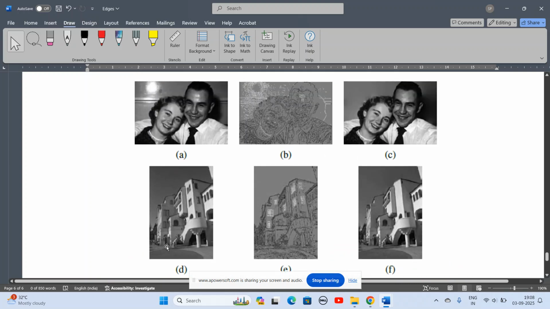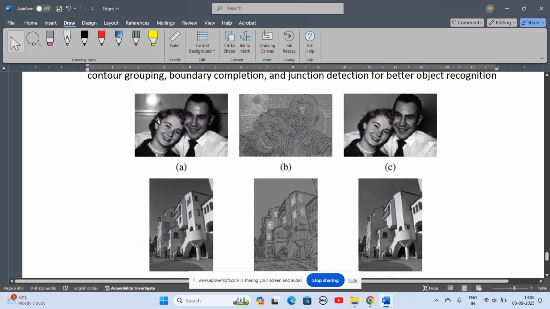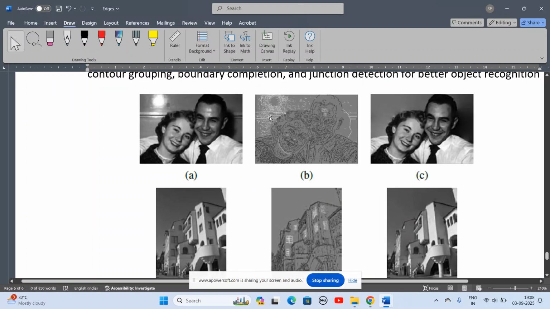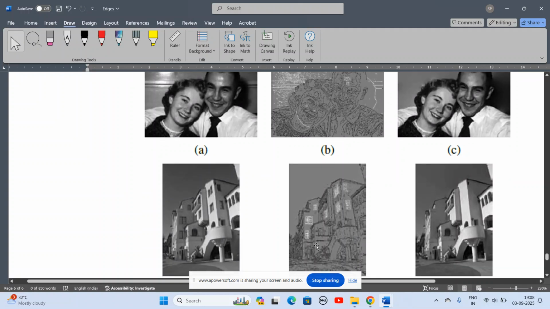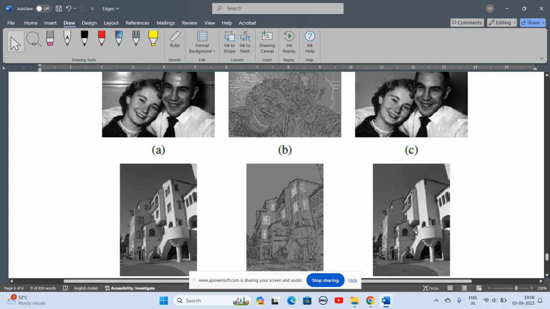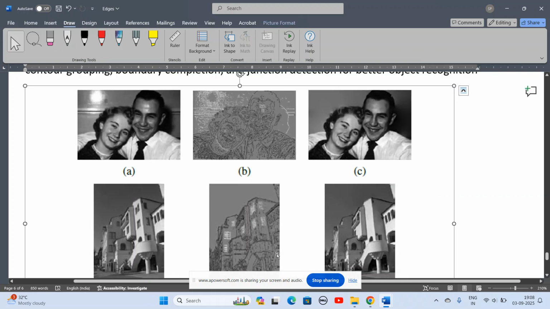A and D are original images. B and E are detected edges. So you could see the exact representation of each image, right? These white lines represent unwanted light. This flashlight can be removed. Here also some white lines are represented. After removing these lines, if you connect this, you can get the original image. So that's all about edge linking as well as edge detection. Thank you.